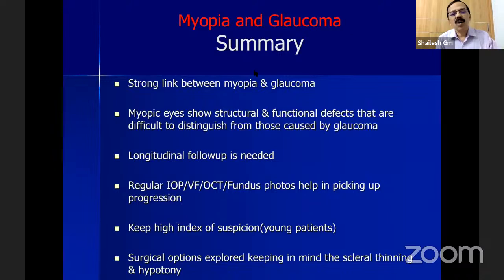In summary, a strong link is there between myopia and glaucoma. Myopic eyes show structural and functional defects that are difficult to distinguish from those caused by glaucoma. Longitudinal follow-up is required in terms of regularly evaluating the IOP, its fluctuations, field defects, consistent field defects, and OCT. Be careful about the red eye disease, where the temporal and the inferior RNFL converge on the temporal side and cause this red eye disease.